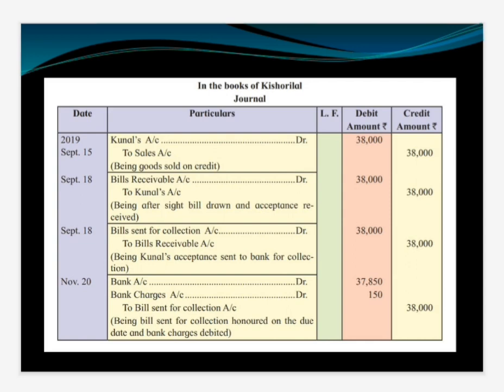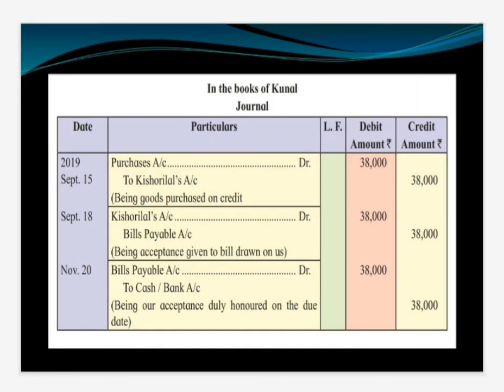Now, in the books of Kunal, again we have to pass the journal entries. Purchases account debit to Kishorilal's account, being goods purchased on credit. In the same way, we have to pass the journal entries in both the books. Now again you observe the same problem, and I hope you must have understood.